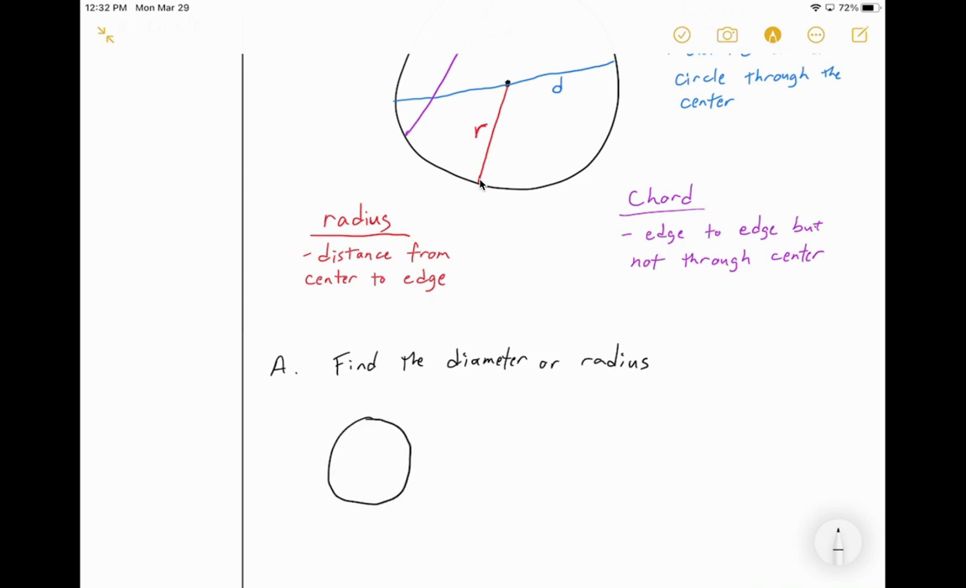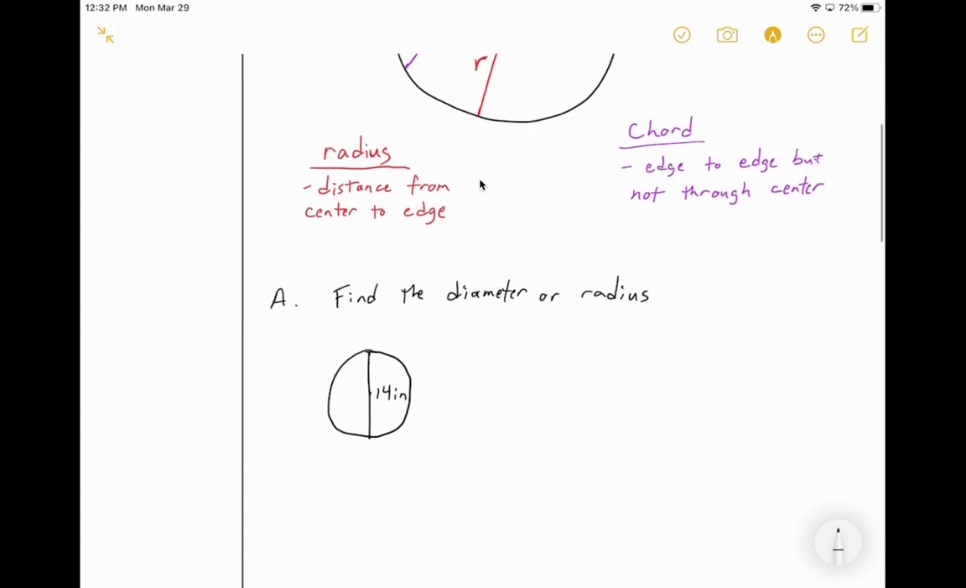Let's say I had a circle and the line that went right through the center was 14 inches. So question, is this a diameter or a radius? Put in the chat, what do you think? Is this a diameter or a radius? Thank you for those replies, very good. Yes, this is a diameter. So what am I missing? What I need to find is the other one. So what is the radius of this circle?